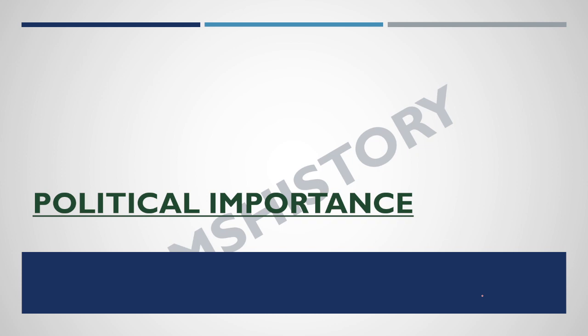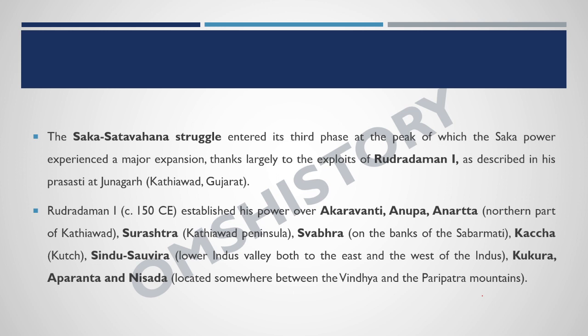So this inscription also points towards the entering of the third phase of the Satvahan struggle. The first and second phases were during Gautamiputra Satkarni, and the third phase was during the time period of Rudradaman the first. So we find that the third phase of this Satvahan struggle entered during this time period.